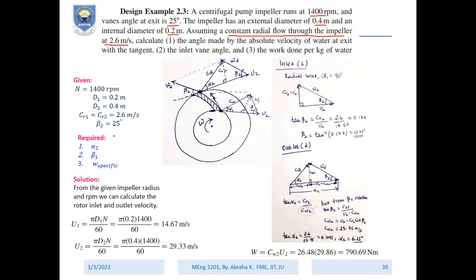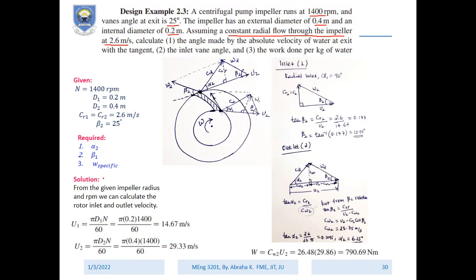So the required ones are alpha 2, or the flow angle at exit. This is the angle between the flow velocity and the rotor velocity at exit. The second one is beta 1, or the inlet blade angle, the angle between the relative velocity and the rotor velocity. And the third one is the specific work.